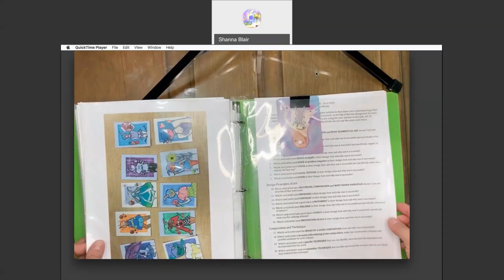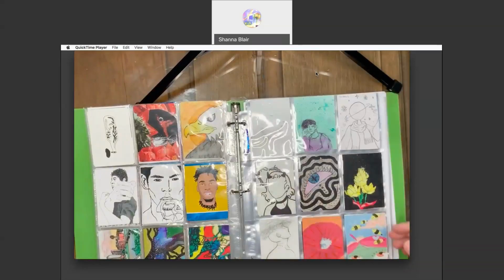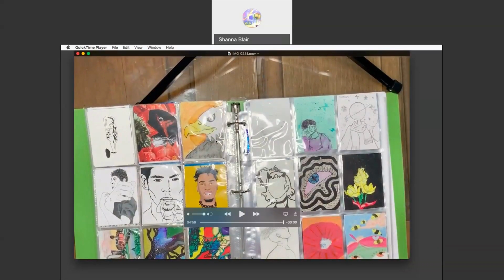So that concludes me going through the binder. If you have any questions or want to see any of the cards closer up, I can show them to you on WebEx, but that's it.